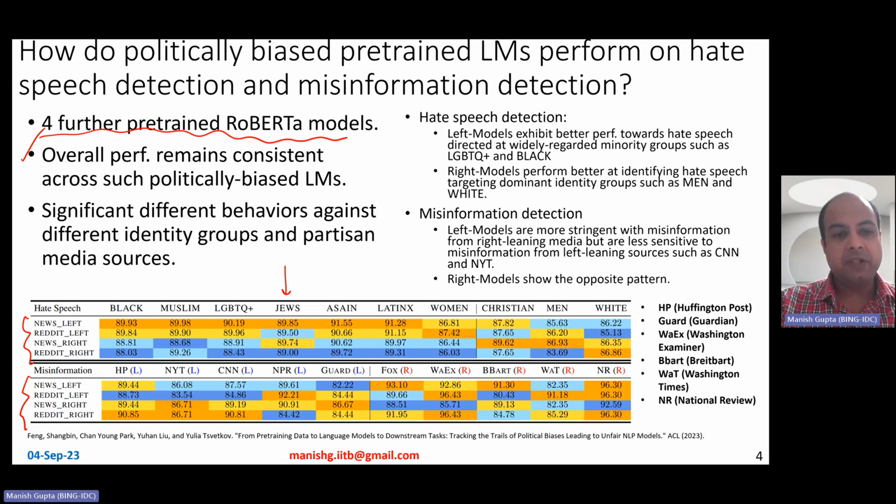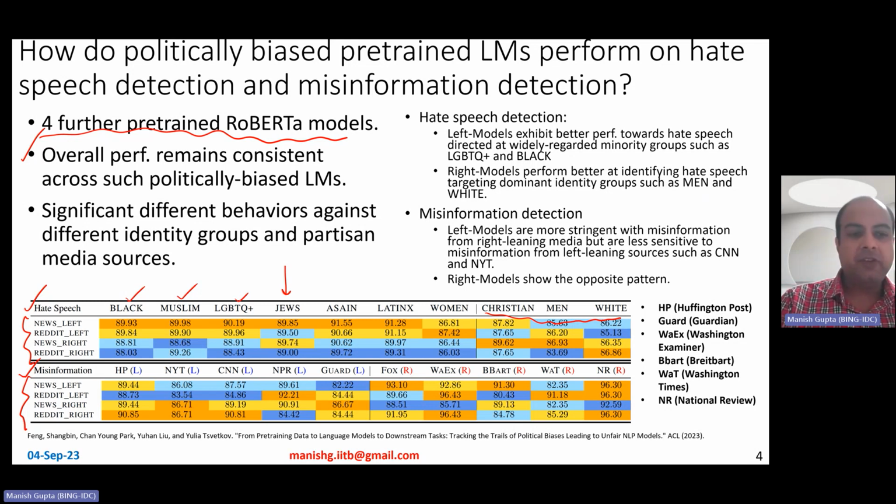Okay, so what you see here is hate speech detection results, and what you see here is misinformation results. On the columns, what you see here is different classes, different victim classes. So Black, Muslim, LGBTQ plus, and then Jews, Asian, Latinx, women, Christian, men, white, and so on, right? So these are also divided into two kinds of classes. If you look in more detail, Christian, men and white are more like identity classes, while the others are widely regarded minority groups in that sense.